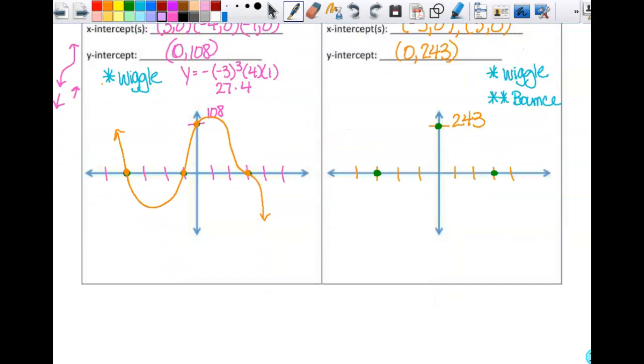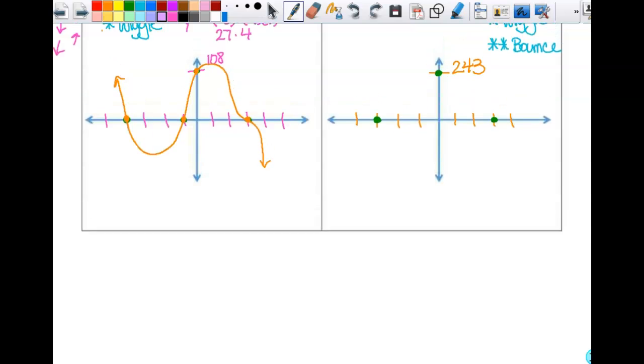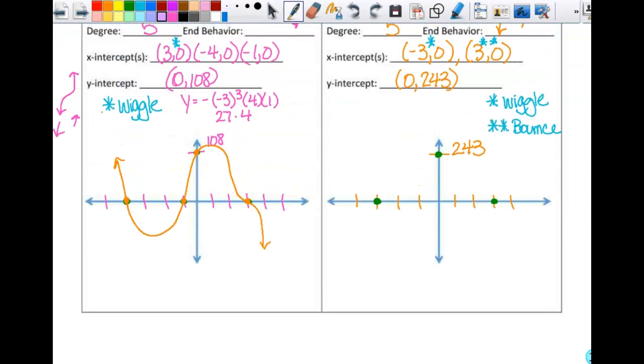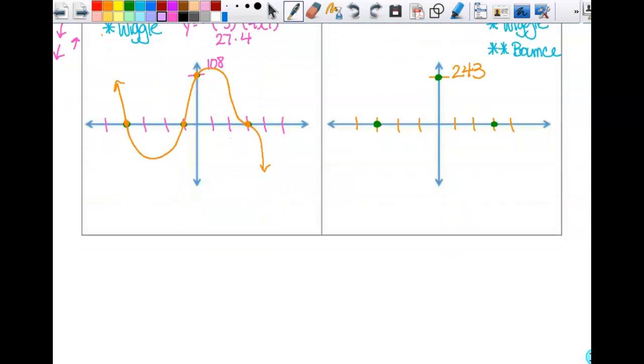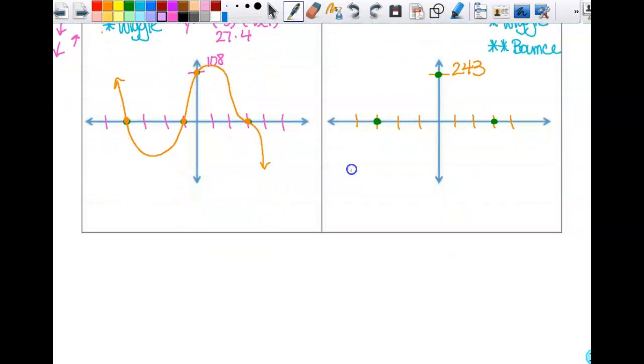So end behavior was down, up. So I start down. I bounce first and then I wiggle, because these aren't always in the right order, but that's what's happening. I'm going to bounce and then wiggle. No, I'm going to wiggle and then bounce. I lied. Okay. I wiggle and then bounce. So I come up here, got my point of inflection, come back down there. It should look something like that.